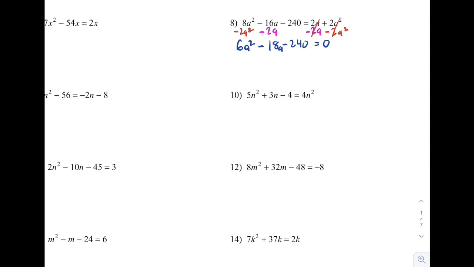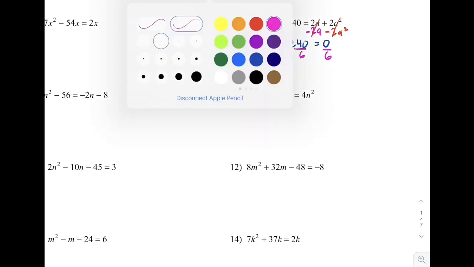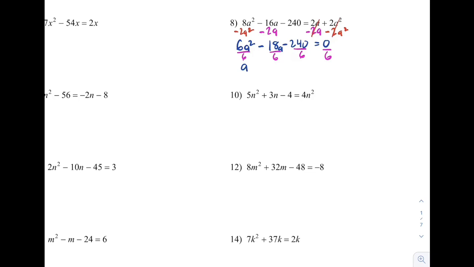Okay, now we have an equation. Get rid of the common factor, right? So you have 6 in the front. See if we can divide by 6. And we can, because everything is a multiple of 6. So then rewrite what we have left. So a squared minus 3a. 240 divided by 6, right? 40. So it's negative 40 equals 0.